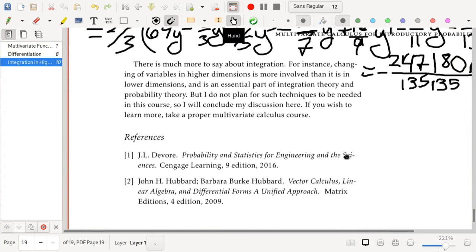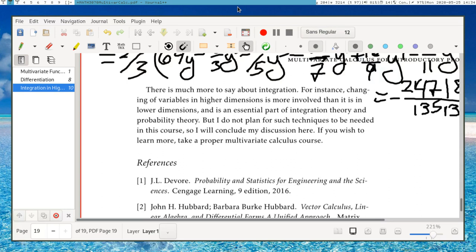There's a lot more that we can say about integration. I never mentioned change of variables in higher dimensions, and changing variables in higher dimensions is much more involved than it is in lower dimensions. It is also an essential part of integration theory and probability theory. I'm not going to talk about it here because I'm not planning on using it in my class, so I'm going to conclude the discussion here. I am super tired. If you want to learn more about this, take a multivariate calculus course. You probably will have to at some point. I bet it's a prerequisite.